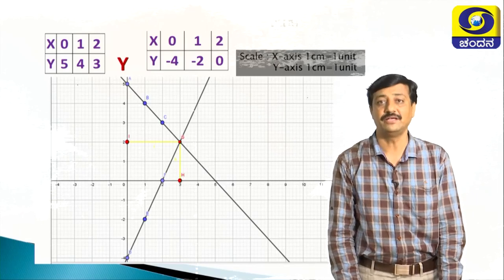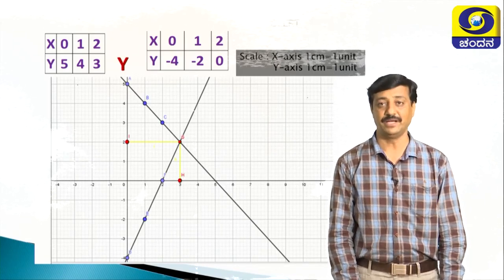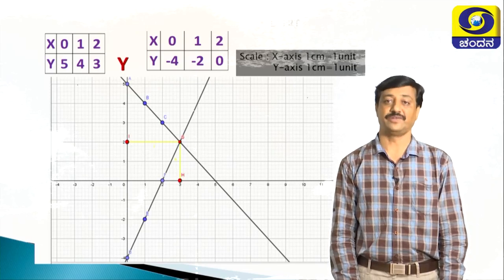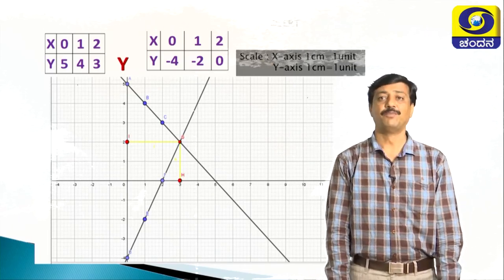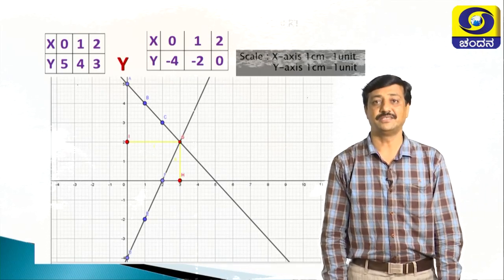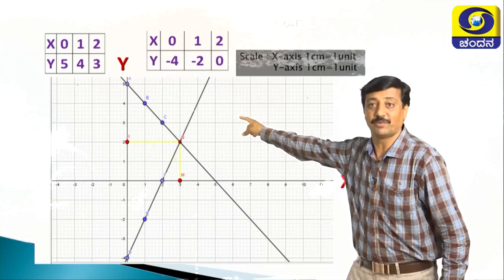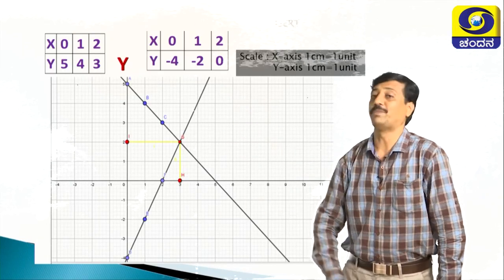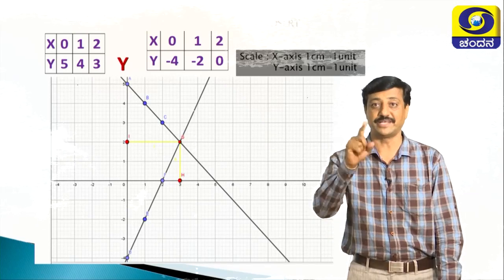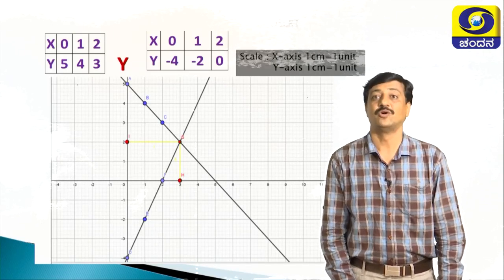After locating the 3 points of the second table, join the 3 points and extend that line. Both the lines intersect each other at a common point. Here is the common point. From this common point, you have to draw 2 perpendicular lines, one towards the x-axis and another towards the y-axis.